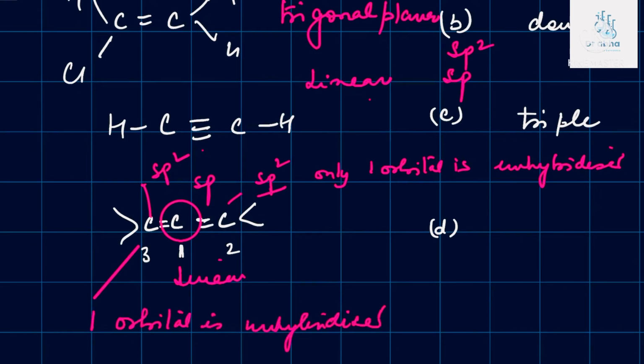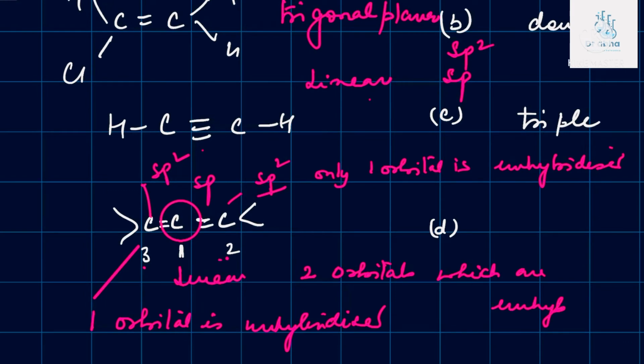बट इफ यू लुक एट द कार्बन नंबर 1 which is overlapping with carbon number 2 and carbon number 3, इसका it needs to have two orbitals which are unhybridized. Why? Because 2 and 3 have got one each orbital unhybridized. तो unhybridized orbital हमेशा unhybridized orbital से overlap करेगा.